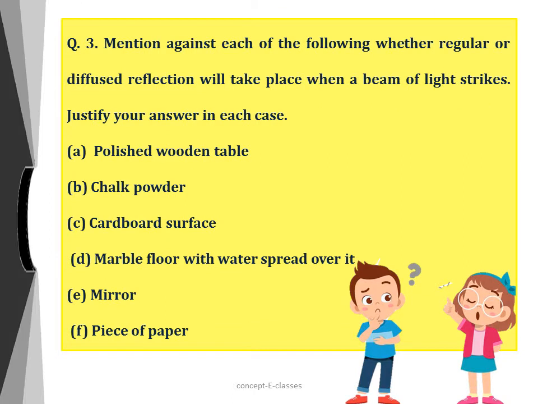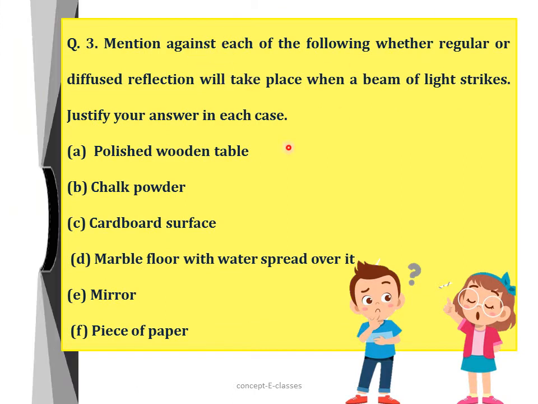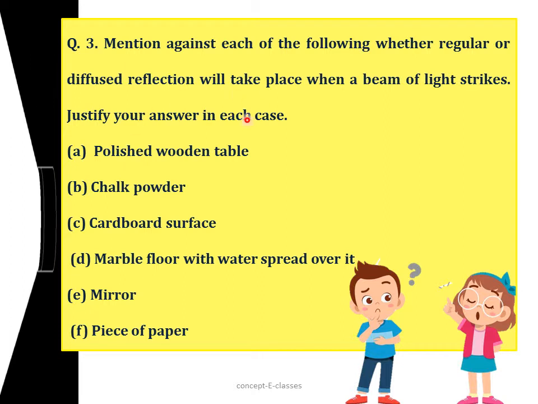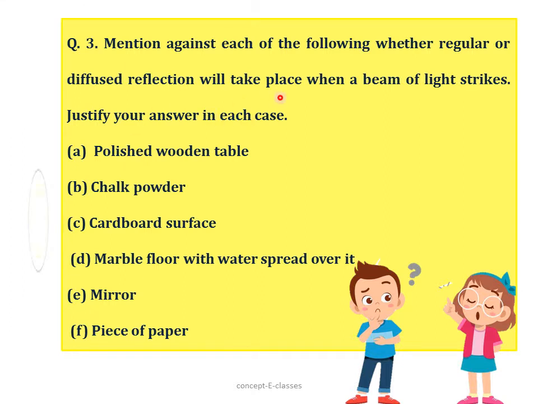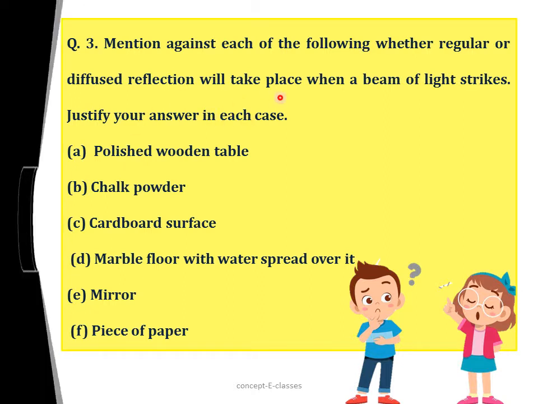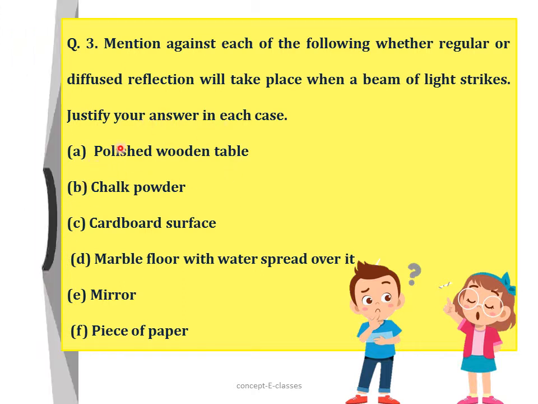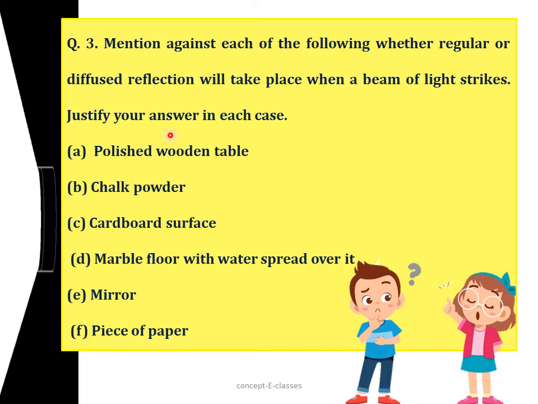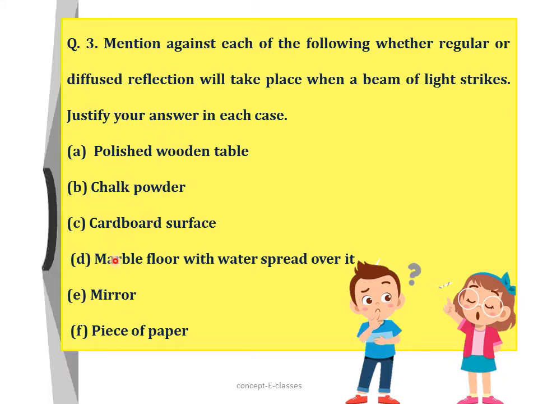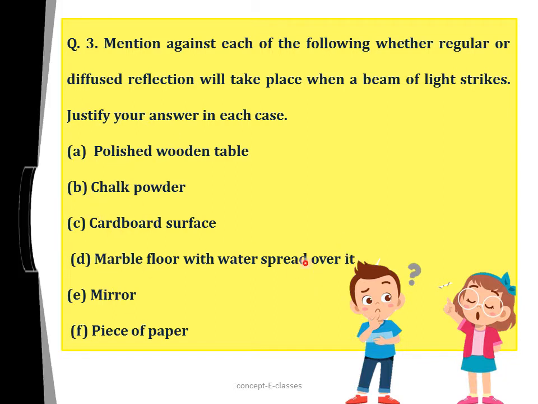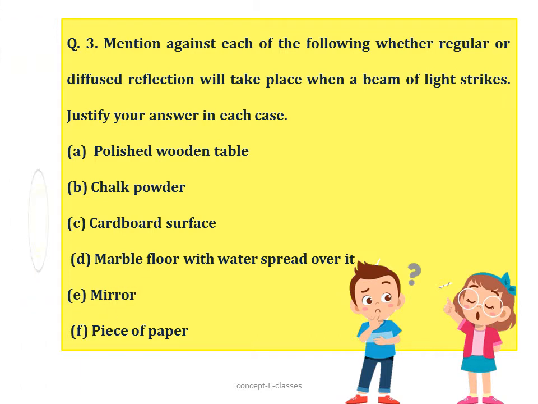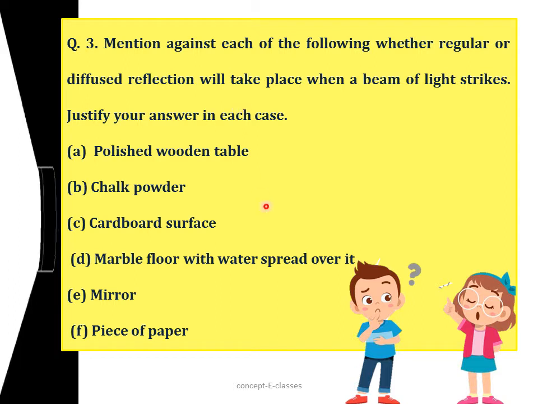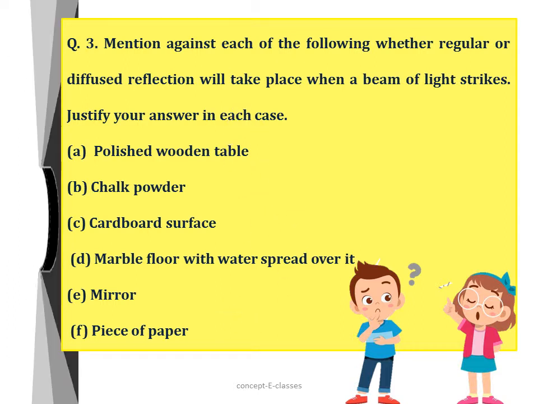Question number 3. Mention against each of the following whether regular or diffused reflection will take place when a beam of light strikes. So we have to justify the answer in each of these cases. A. Polished wooden table. B. Chalk powder. C. Cardboard surface. D. Marble floor with water spread over it. E. Mirror. And F. A piece of paper. So we have to find out which type of reflection takes place in these surfaces.